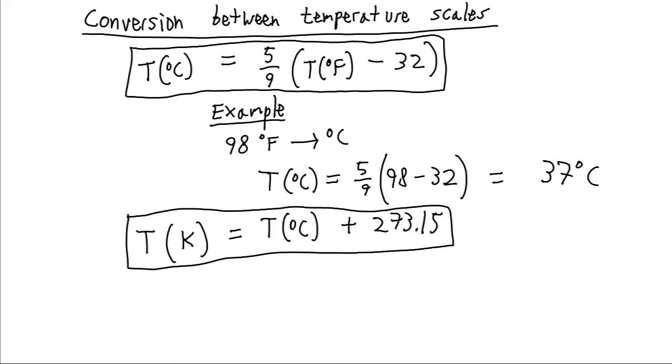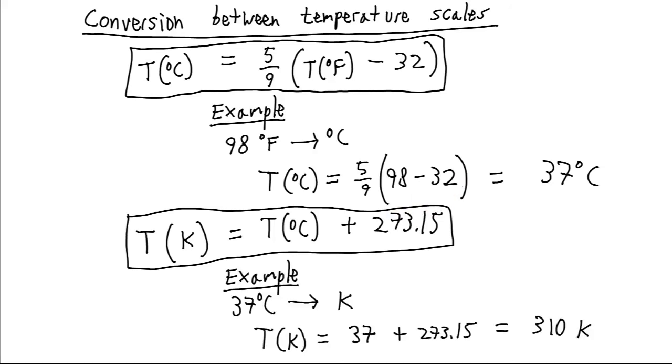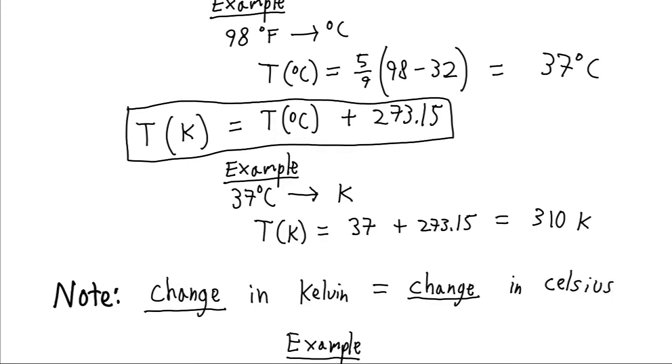Now if we wanted to take that 37 degrees Celsius and convert it into the Kelvin scale, what we have to do is we have to offset it by that 273.15. So we add those together, we get 310 Kelvin. This is the human body temperature in kelvins. Now note here that a change in Kelvin is going to be the same thing as a change in Celsius.